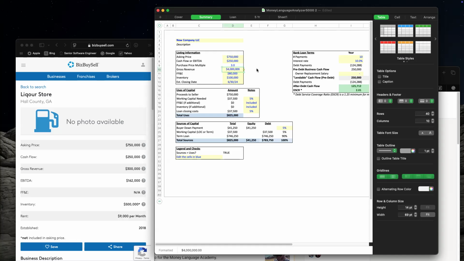Perfect. Yeah, gross revenue, 300,000. FF&E, none. Why are you changing these numbers? Why am I changing the numbers in the spreadsheet? Well, I'm just plugging in the numbers from here, on your own spreadsheet.